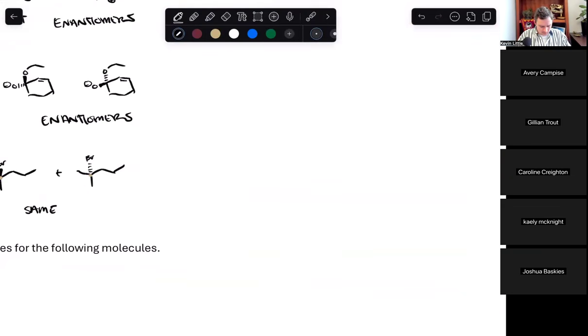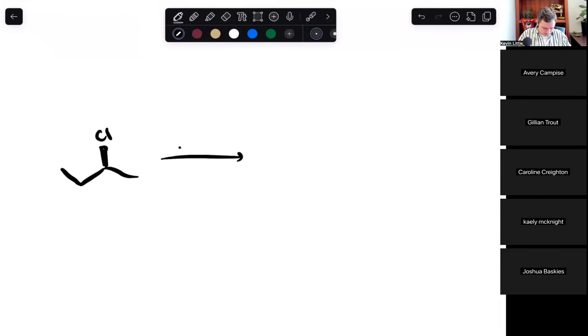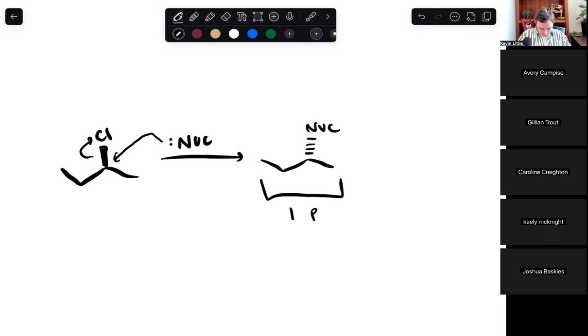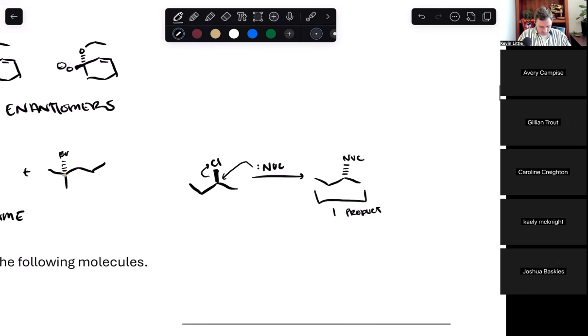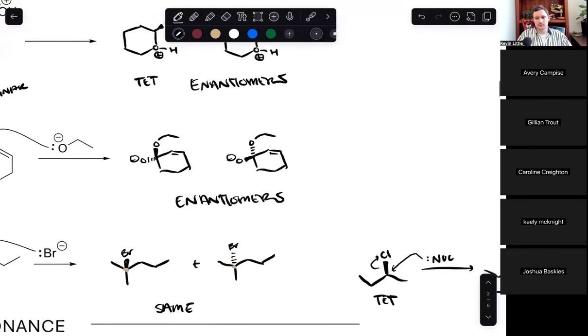And the other thing to look out for, which I didn't show, would be something like this. And this is what I mean by inversion. It doesn't matter what it is. If I have some nucleophile and I'm replacing a chiral center, I will get an inversion and I only get one product. So this would be a stereospecific reaction. If I'm going from something that's tetrahedral to something that's tetrahedral, then I'm going to maintain stereochemistry. I'm just going to invert it, right? I don't get multiple products. I just get the opposite product.